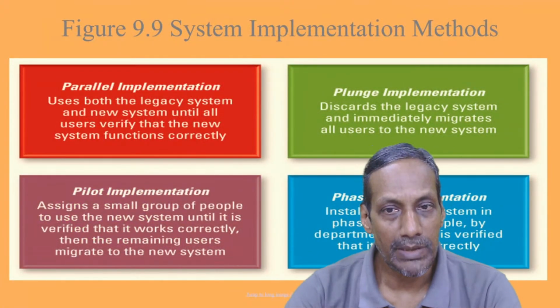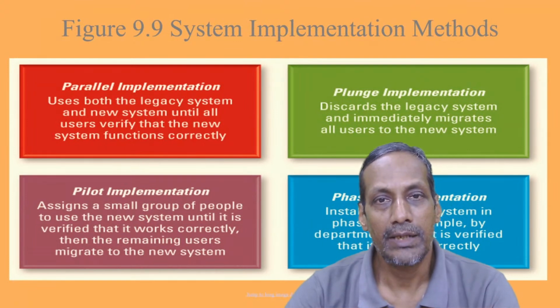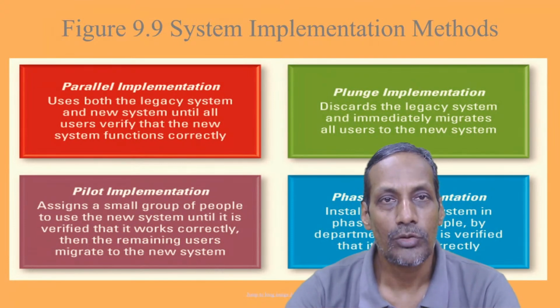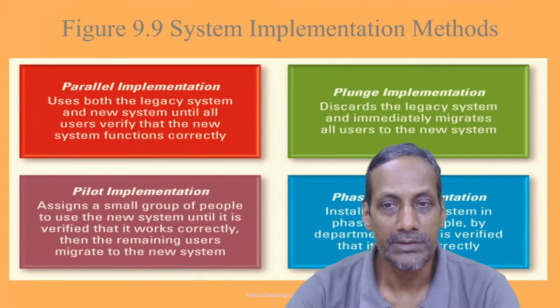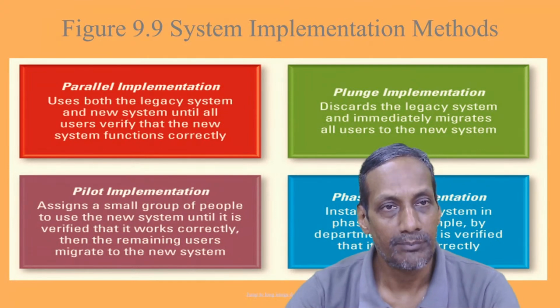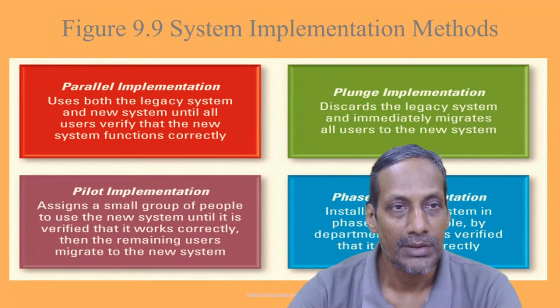System implementation methods, if you take a look, can be of any of these types. That means you can implement a new system in parallel. You can get involved in plunge implementation. You can get involved in a phased implementation. You can also get involved in pilot implementation. What do these implementations mean to us as systems developers?